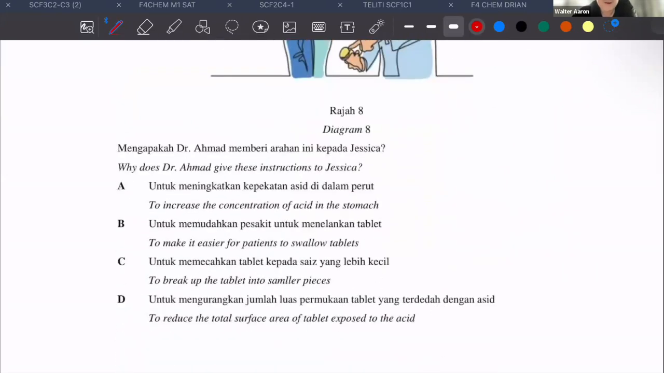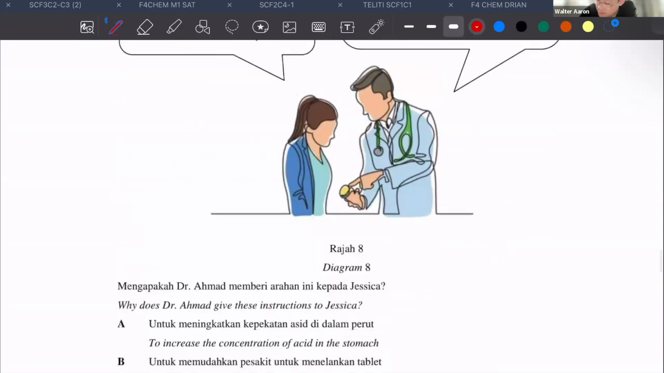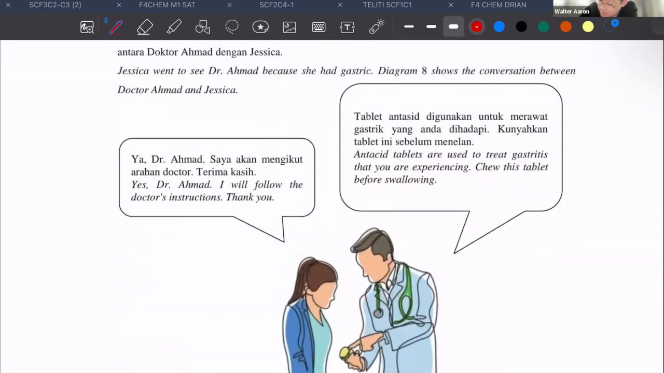So why does Dr. Ahmad give this instruction to Jessica? He says here it can treat gastritis, and you can chew this tablet before swallowing. If you are talking about treating gastritis, it means the antacid tablets can react with acid, because if you have gastric attack or gastritis, you have overproduction of acid in your stomach. So by eating the antacid tablet, it can neutralize the acidity of your stomach.